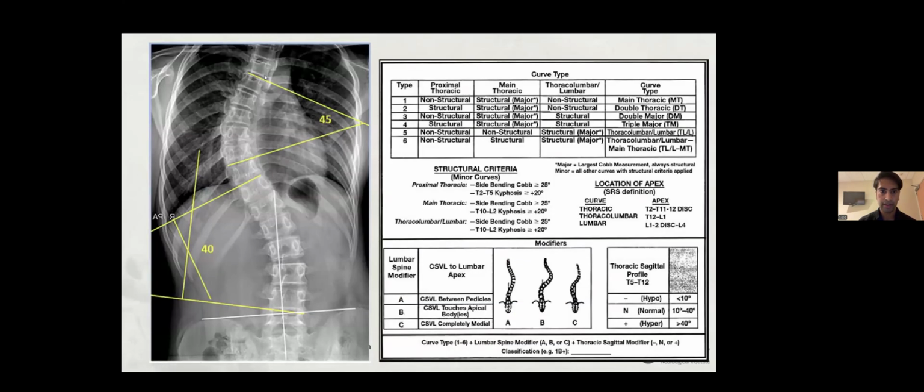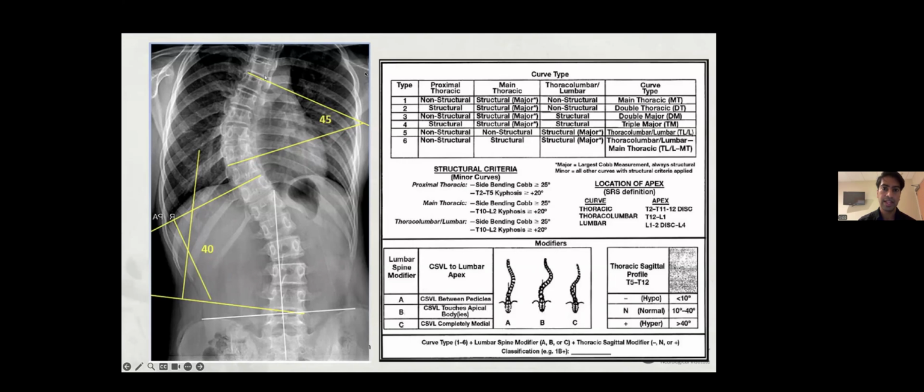So, for a final example, if we were to classify this patient, let's assume both curves are structural. So we'd start with, we have a 45-degree curve and a 40-degree curve. So the major one is going to be the main thoracic curve because it's larger than the thoracolumbar. So you're going to have a major structural main thoracic curve. And that means it can only be a type 1 through 4 because types 5 and 6 do not have a major structural main thoracic curve.